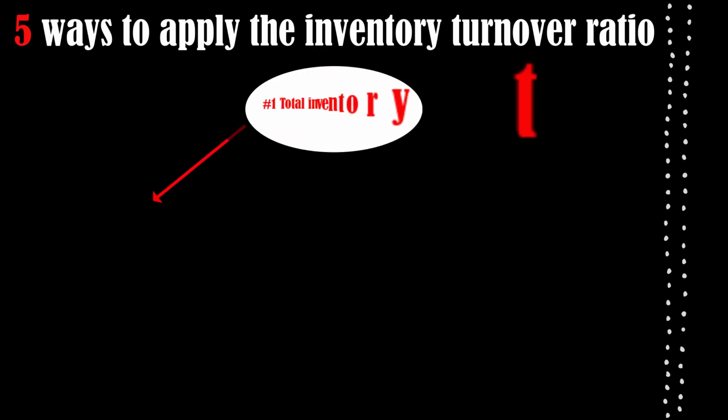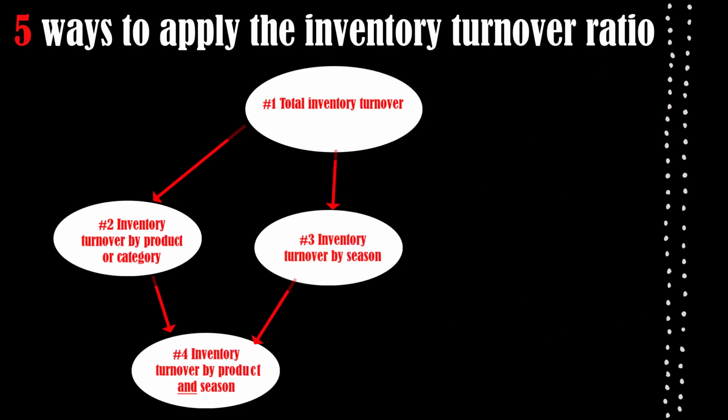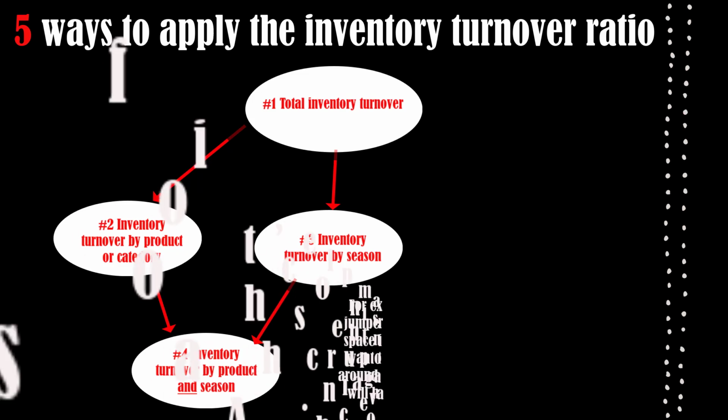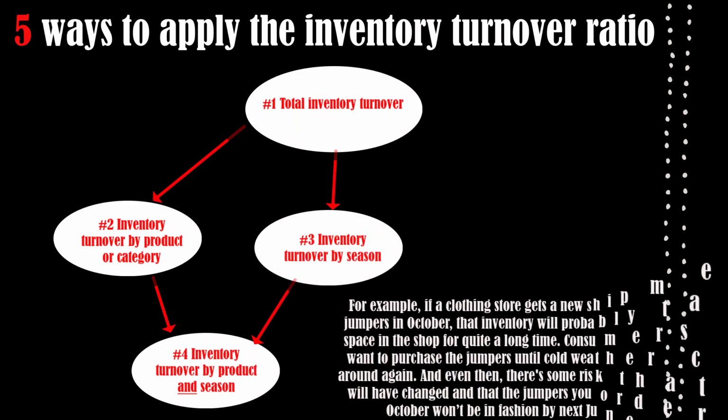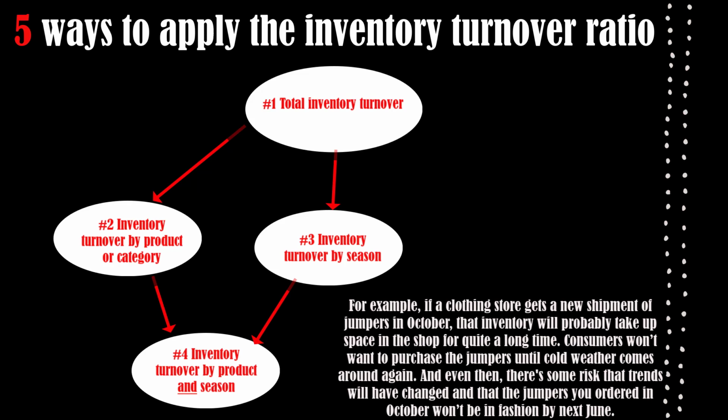Number 4 is combining a few. Inventory turnover by product and season. Even if your business isn't strictly seasonal, you can combine calculating inventory by product or category with seasonal inventory turnover calculations to figure out how much of a given product you should stock in a given time period. This will help you match your ordering and manufacturing with the seasonal preferences of your customers.